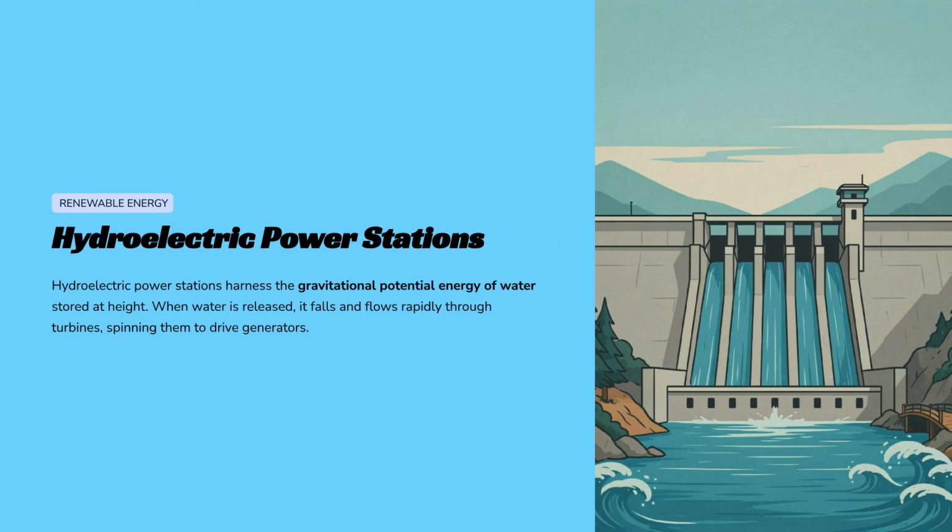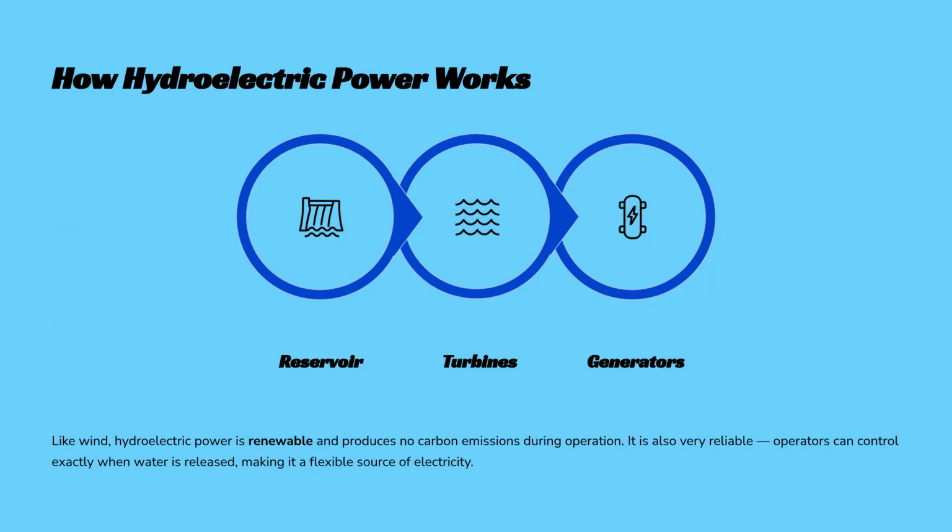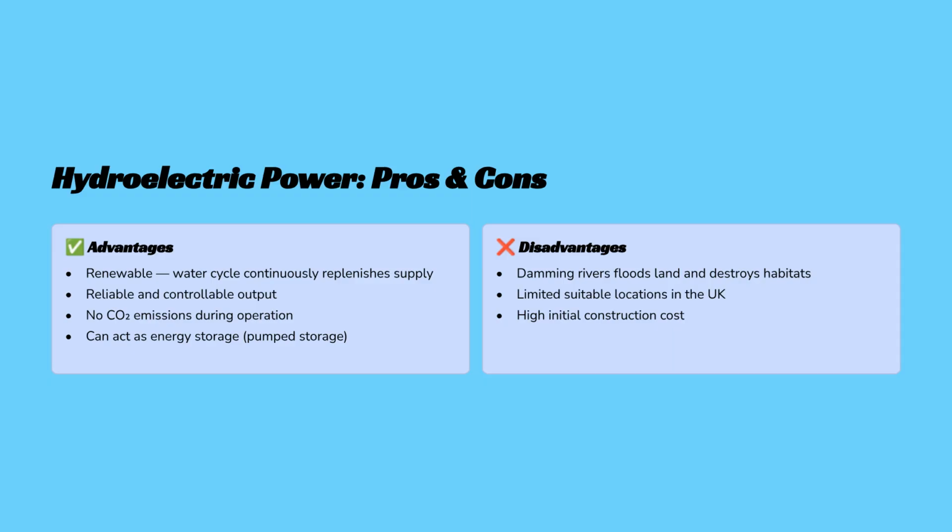Hydroelectric power stations harness the gravitational potential energy of water stored at height. When released, this water flows rapidly through turbines, spinning them to drive the generators. Like wind power, hydroelectric energy is renewable and produces no carbon emissions during operation. It is also highly reliable because operators can control exactly when water is released. Hydroelectric power has advantages like being renewable, reliable, and carbon-free. However, it requires damming rivers, which can flood land, destroy habitats, and involves high initial construction costs.